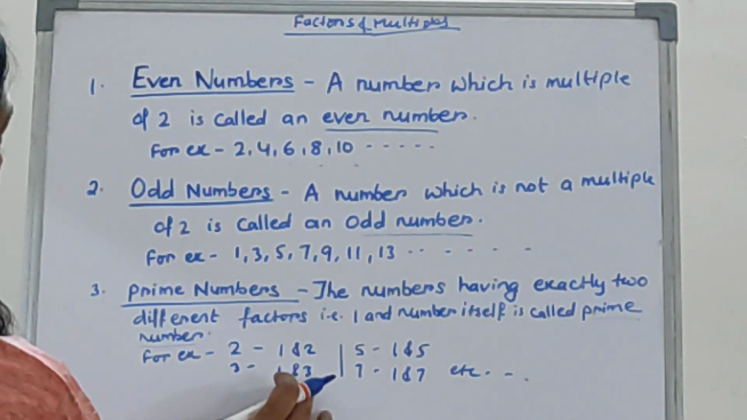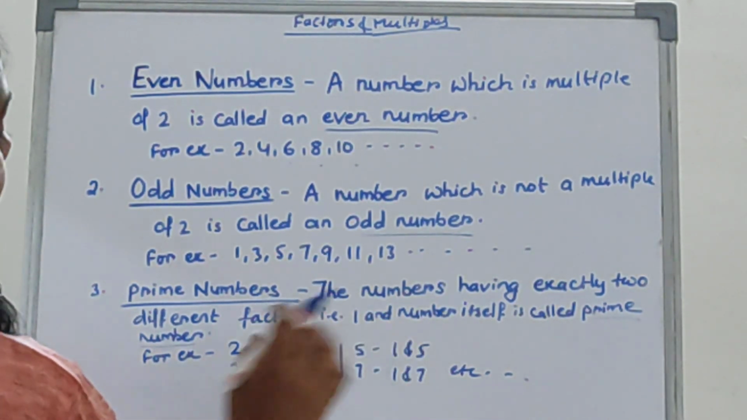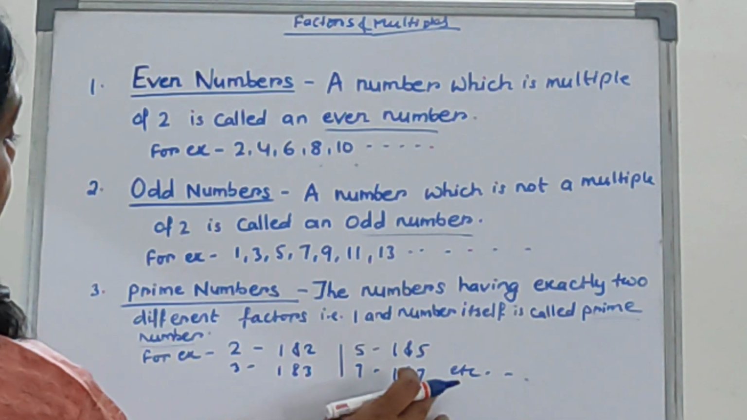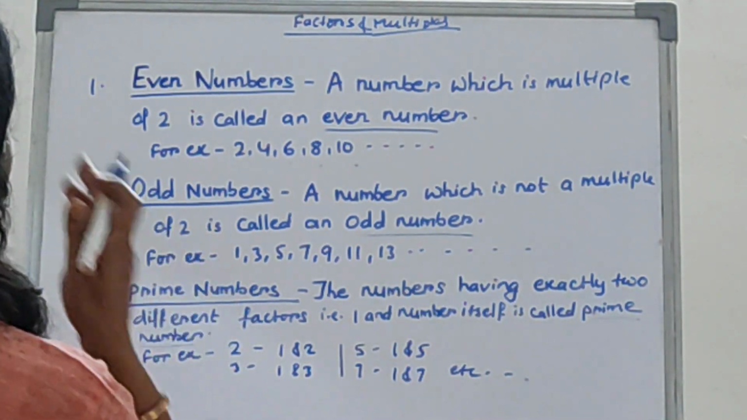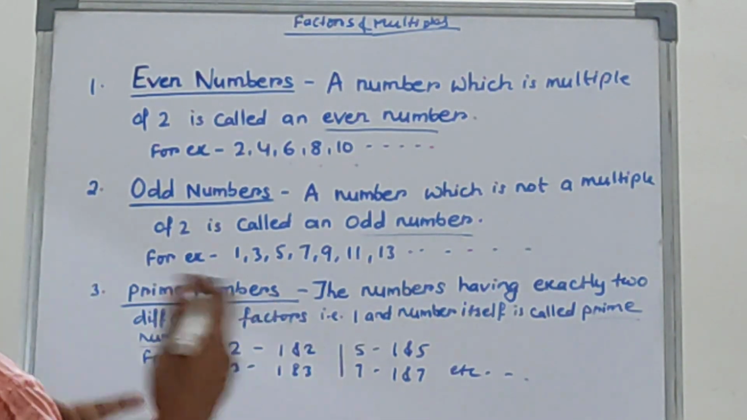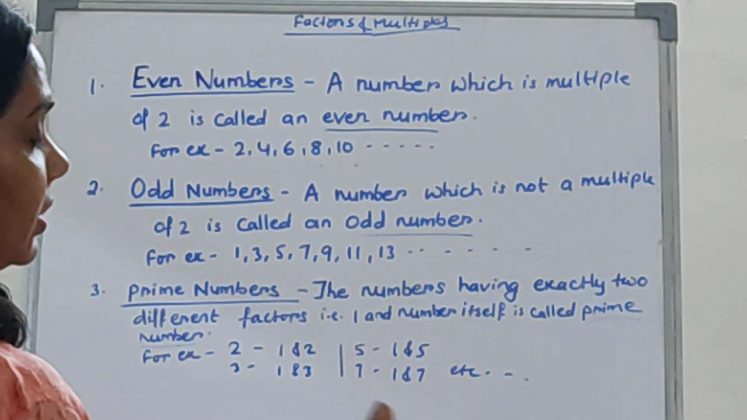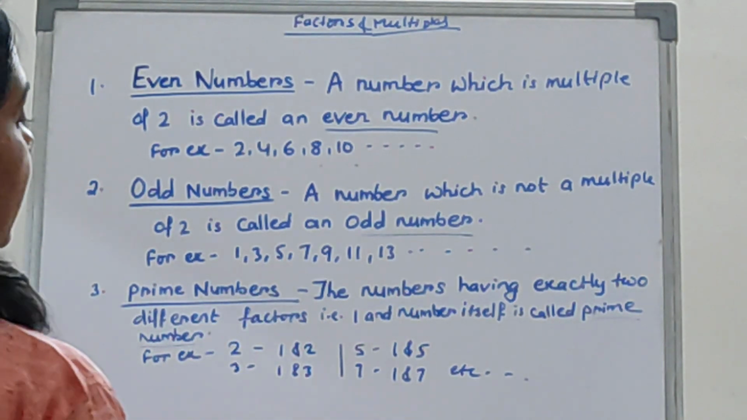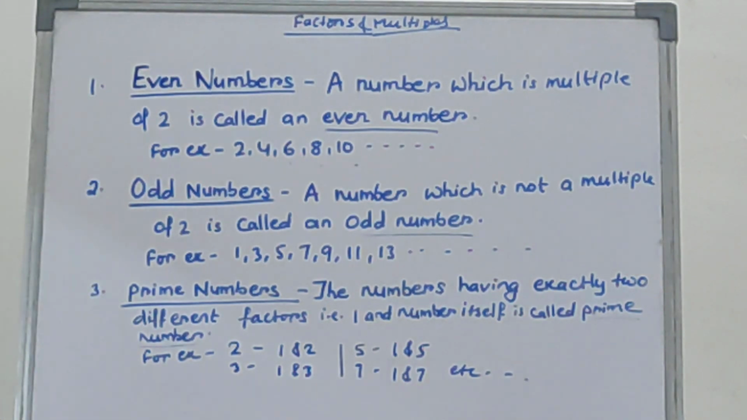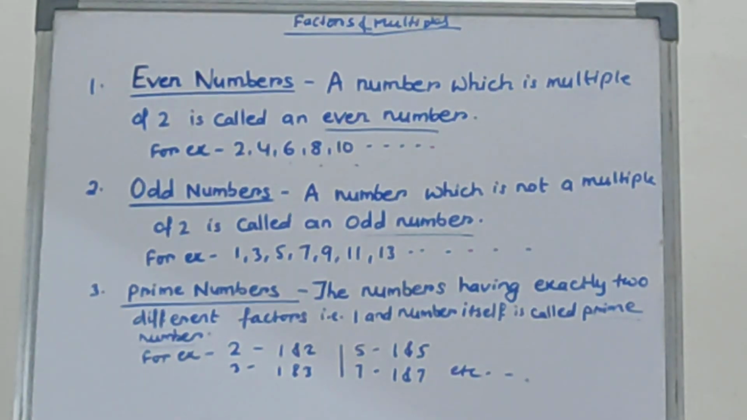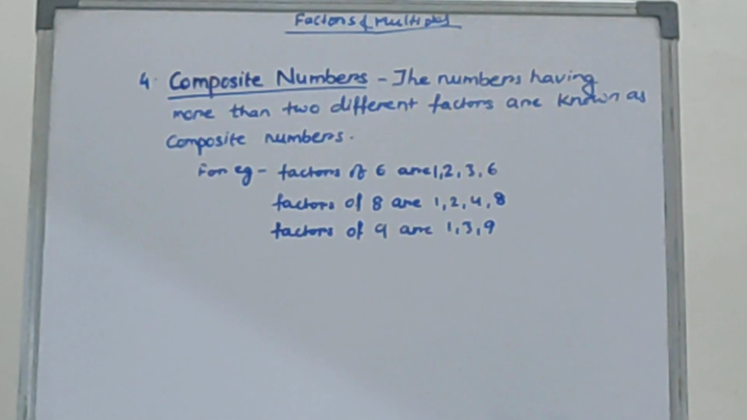See here, for 2, 1 and 2. For 3, 1 and 3. For 5, 1 and 5. For 7, 1 and 7. Likewise for 11, 1 and 11, for 13, 1 and 13. These numbers are not the multiples of any other numbers. They are the multiples of itself only and 1 only. So that's why these numbers are called prime numbers: they have the number itself and 1.